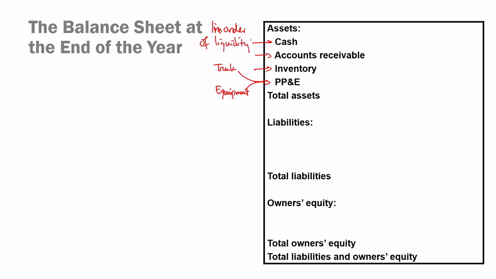What does that mean? That means in order of how quickly they could be turned into cash. Cash is cash. It's easy to turn cash into cash. It goes first. We expect to collect accounts receivable from customers in the near future. That's pretty liquid. We expect to sell inventory in a not too distant future. That's pretty liquid. The least liquid of these assets are the longer term assets like the truck and the equipment that the company expects to use over time. So I've listed them in that order. Okay.